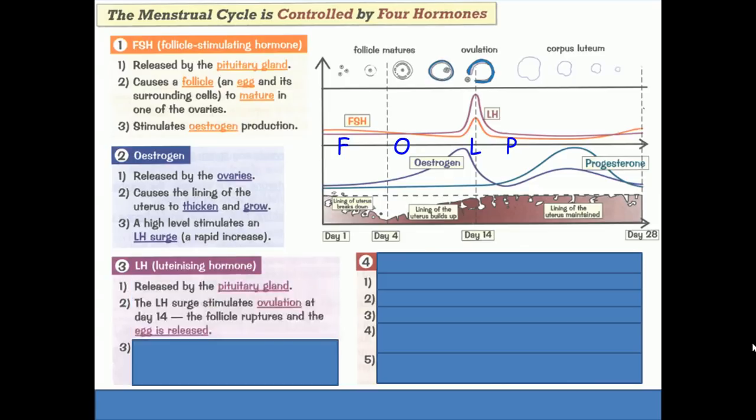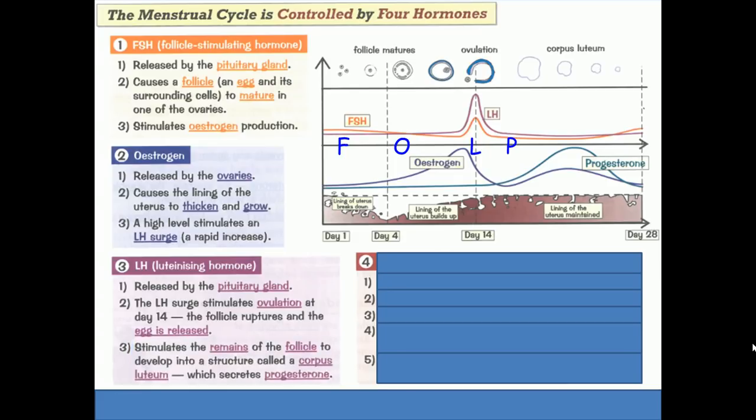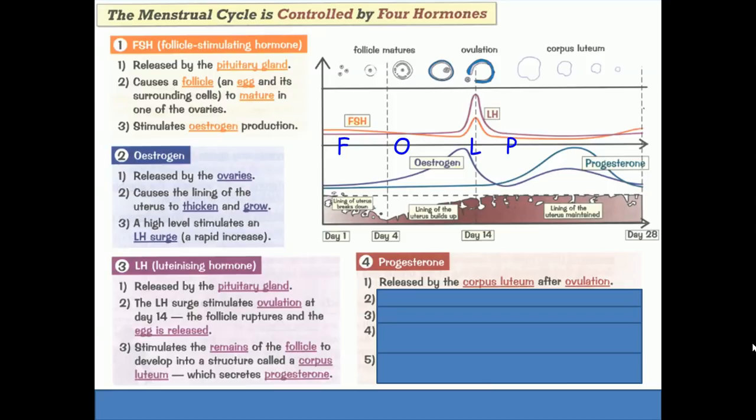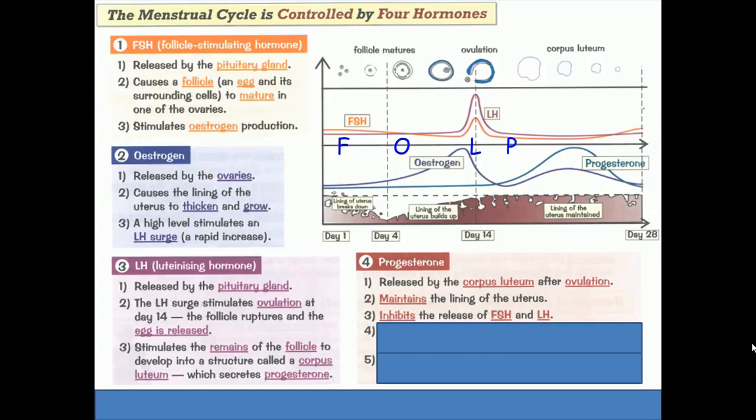LH is released by the pituitary gland and it stimulates ovulation, which is the release of an egg from the ovary. It also stimulates the remaining follicle to develop into the corpus luteum, which secretes progesterone. So the progesterone concentration increases due to LH. That's our last hormone, progesterone. It is secreted by the corpus luteum in the ovaries after ovulation, and its function is to maintain the thickness of the lining of the uterus. It also inhibits FSH and LH.